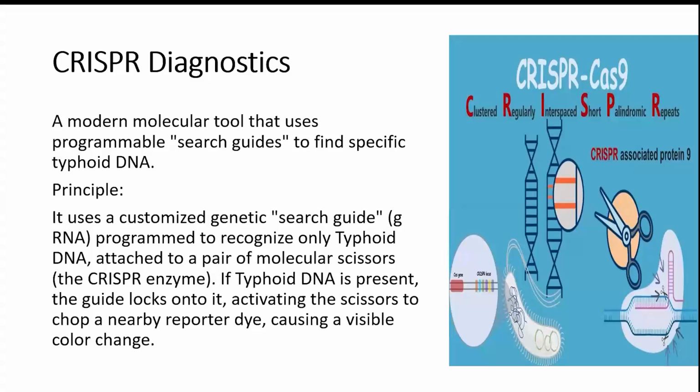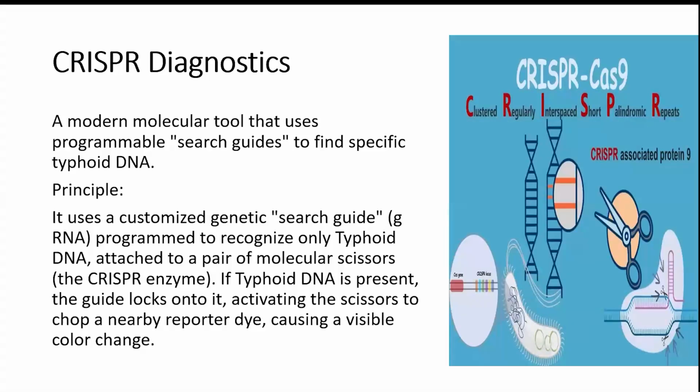The third process is CRISPR. CRISPR stands for Clustered Regularly Interspaced Short Palindromic Repeats. It's a modern molecular tool that uses a programmable search guide to find a specific typhoid DNA. How is it done? It uses a customized gRNA. So there is mRNA, RNA, and there is gRNA. And RNA can combine with DNA, we all know.